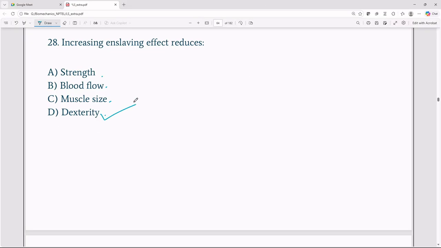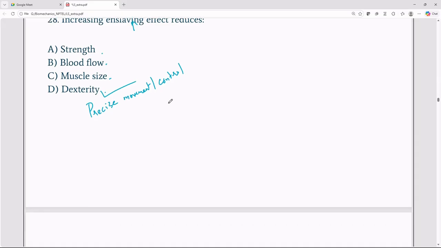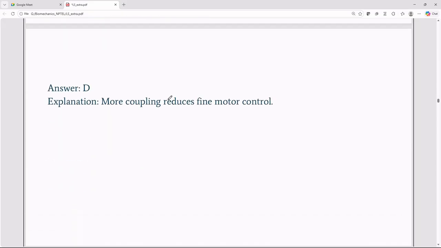Answer is option D, dexterity. As the enslaving effect increases, it will reduce the precise movement or control of our fingers. So increasing the enslaving effect reduces dexterity. More coupling reduces fine motor control.